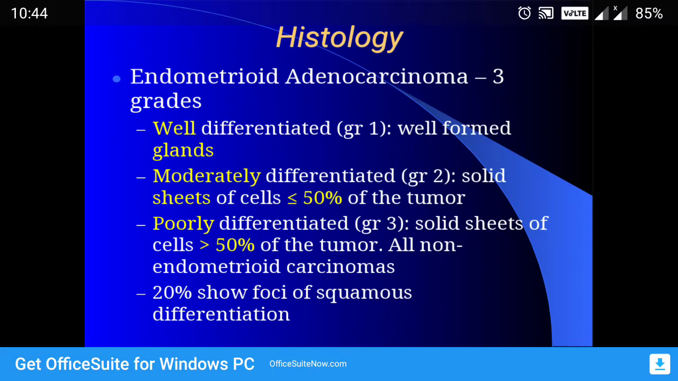Histologically, endometrial carcinomas can be divided into three grades. Well differentiated, grade 1; moderately differentiated, grade 2; poorly differentiated, grade 3. When you see only glandular arrangement of the tumor cells, it is called well differentiated. When you see solid sheets of cells, you have to differentiate into moderately or poorly. If more than 50% of the tumor is occupied by solid sheets of cells, it is poorly differentiated. If the solid sheets are only around 50% or less, it is moderately differentiated. Okay, so remember.